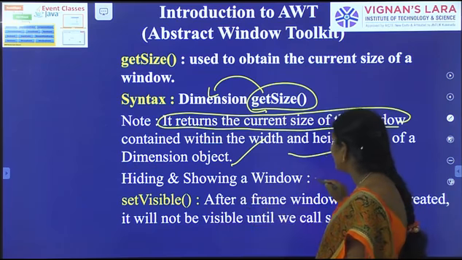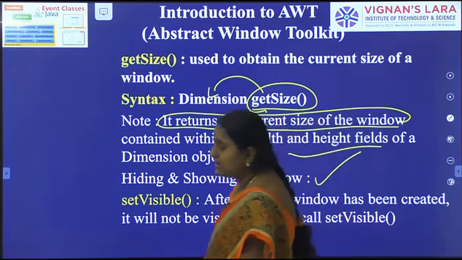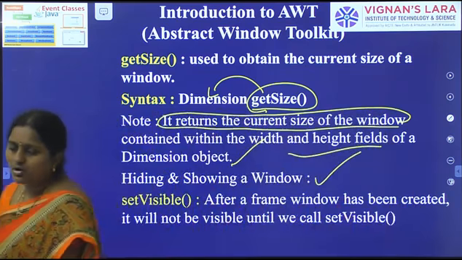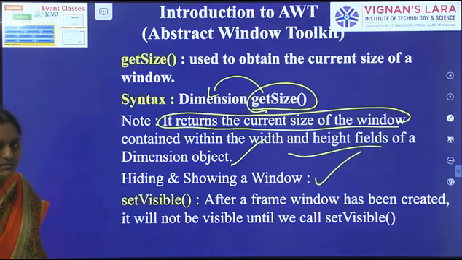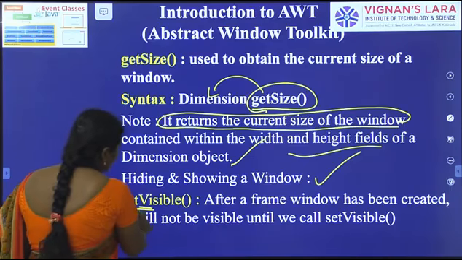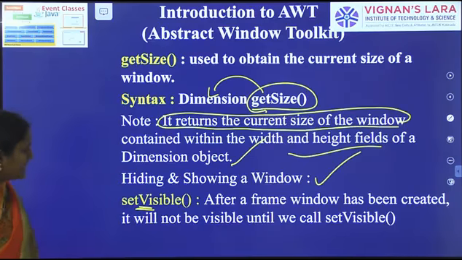Next one, hiding and showing a window. We can hide a window or show the window. Sometimes we want to show the window, and we can use the setVisible method. setVisible is a method; according to the naming rules, the second word's first letter should start with an uppercase letter.